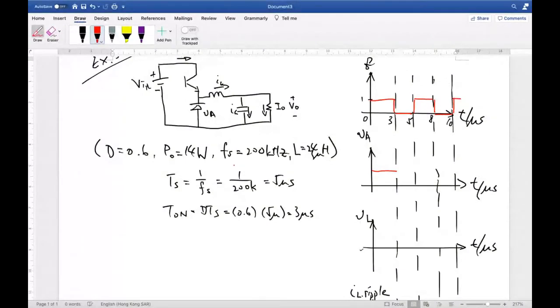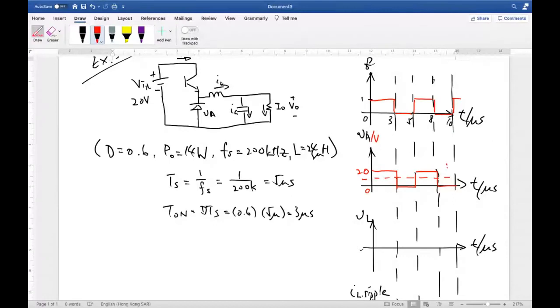Vin is given, it is 20 volt. So here we can just enter 20. And then during the off state, it is forward biased, so here VA is equal to 0. Repeat every cycle. This is the waveform.